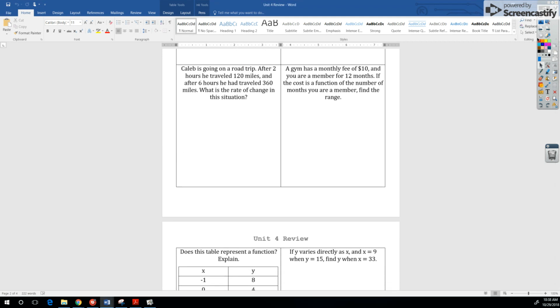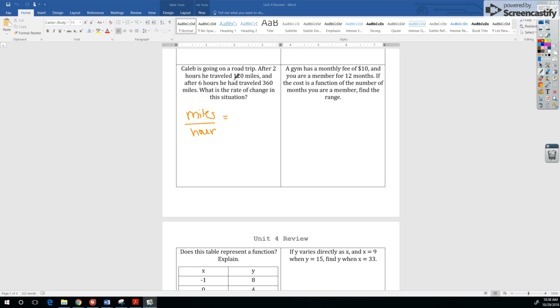Caleb is going on a road trip. After 2 hours, he traveled 120 miles. After 6 hours, he traveled 360 miles. What's the rate of change? So we all have heard of miles per hour, right? Miles per hour. So how many miles did he travel?